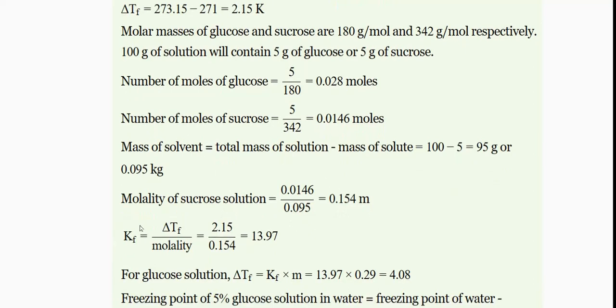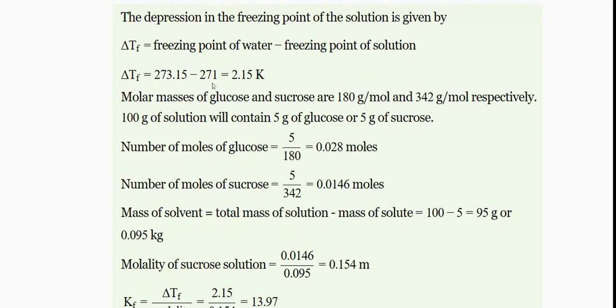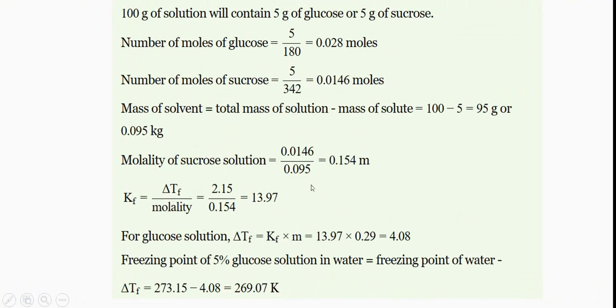Now, the molar depression freezing point constant, Kf, is equal to the difference in freezing point by molality. The difference in freezing point here we had calculated, right? So del Tf is equal to 273.15 minus 271, that is the freezing point of pure water minus the freezing point of solution. So 2.15. We are applying this here, with the molality we had calculated, 0.154. So Kf is equal to the difference in freezing point, 2.15, by molality, 0.154, that is equal to 13.97. Kf we had calculated as 13.97.